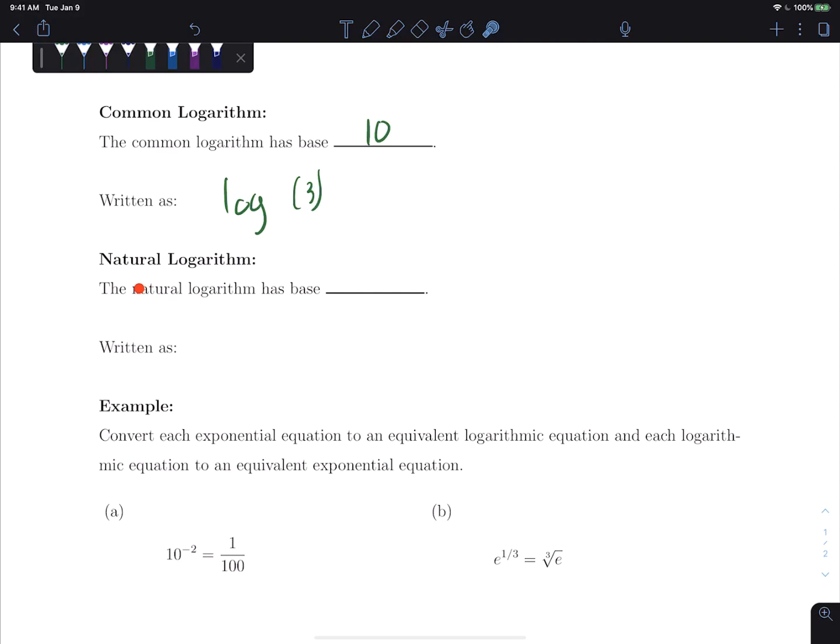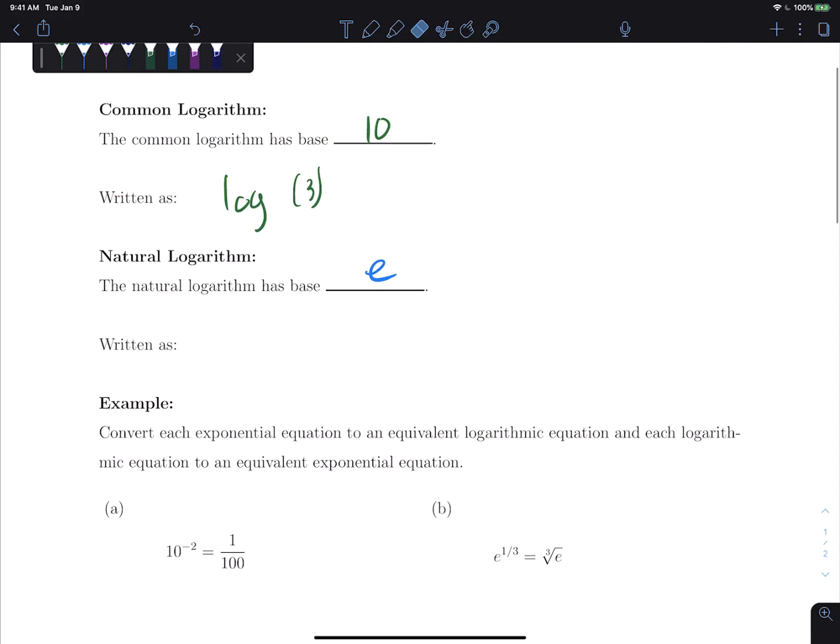So now we want to look at the natural logarithm. The natural logarithm has a base of e. Now this is important because e is a very important number. It's written not as NL, which some people might think of for natural logarithm, but it's actually written as ln.